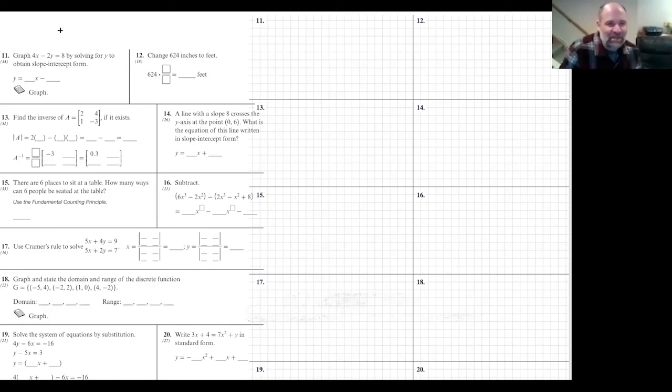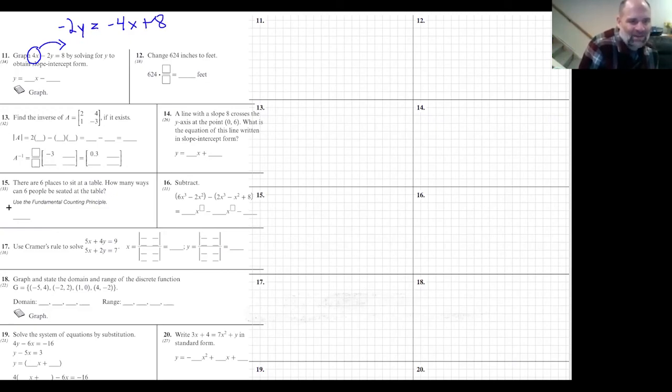All right, so we're going to graph this by solving for y to obtain. Yeah, we know how to do this. We did it in a problem previously. So let's just get y by itself. First thing we're going to do is throw that 4x over there. So we get negative 2y equals negative 4x plus 8.